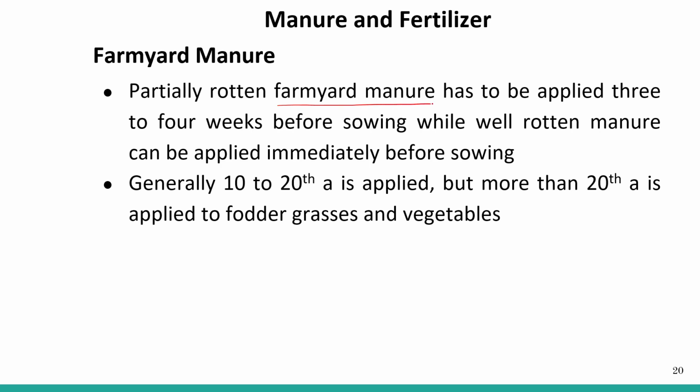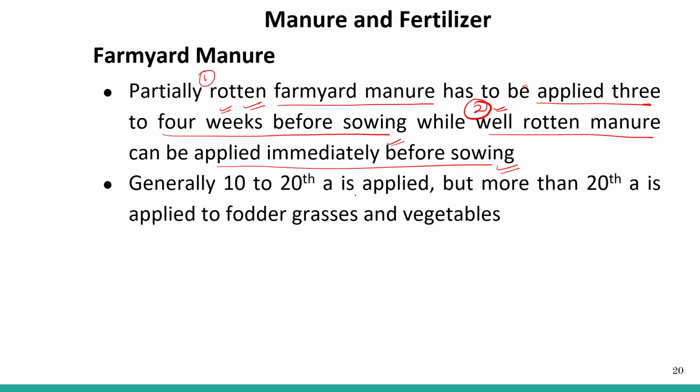Partially rotten farmyard manure has to be applied 3 to 4 weeks before sowing, while well rotten manure can be applied immediately before sowing. So we have two forms of farmyard manure: partially rotten, and well rotten. Well rotten farmyard manure can be applied immediately when sowing the plants, right? And the partially rotten farmyard manure has to be applied 3 or 4 weeks before sowing, so that it can get decomposed. It needs some time to get fully decomposed, so that is why it can be applied 3 to 4 weeks earlier.